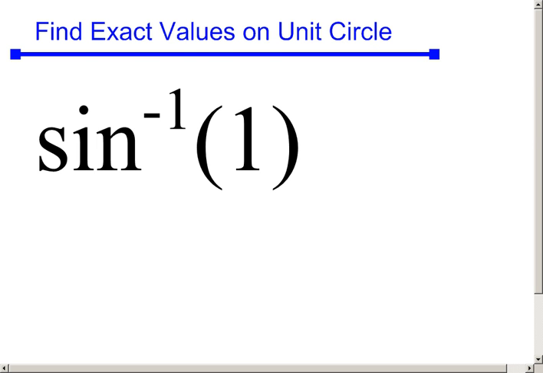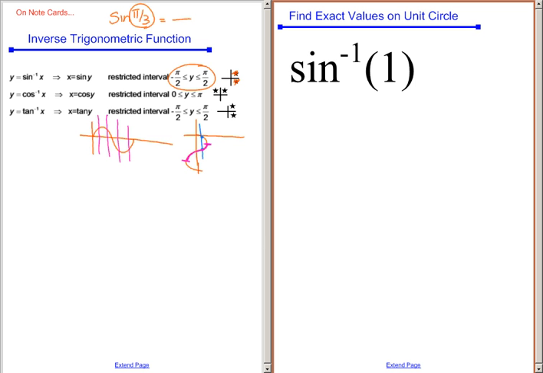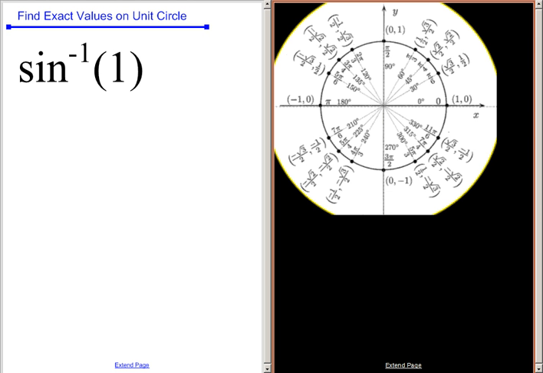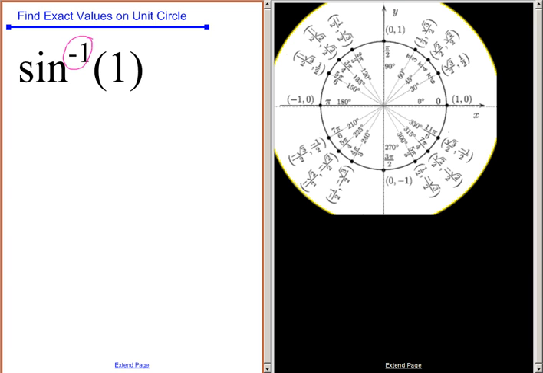I am going to split the screen. You are going to want to pull out your laminated sheet if you don't already have it out, which you probably already do. And you are also going to want to pull out your unit circles because mine up here is a little small for you to see probably. What I'm asking you to find is this little -1 symbol up here on your example, which means to find the inverse. And here's what that's asking you to do.